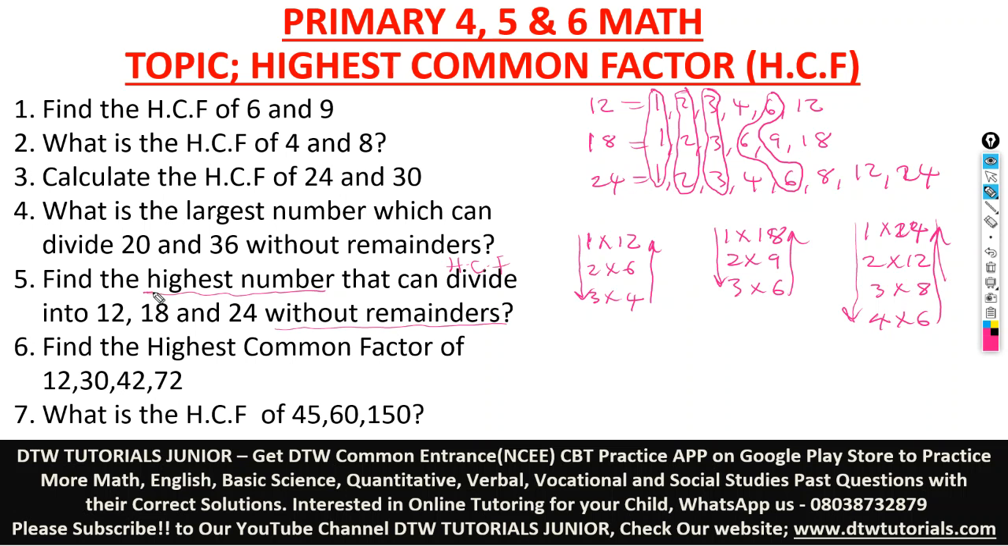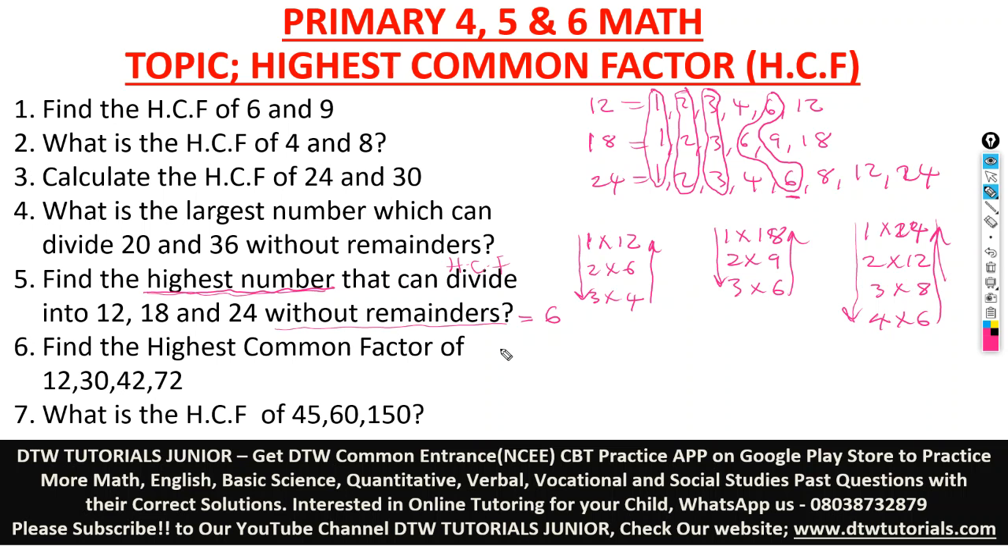And it says here, what is the highest number that can divide into 12, 18, and 24 without remainder? So what is the highest of the factors, which is what? 6. So our answer here is 6. Do you see that, kids? All right, good job. Great one.